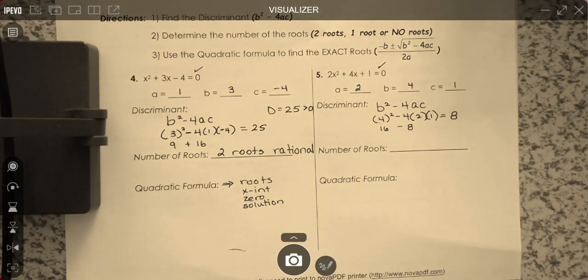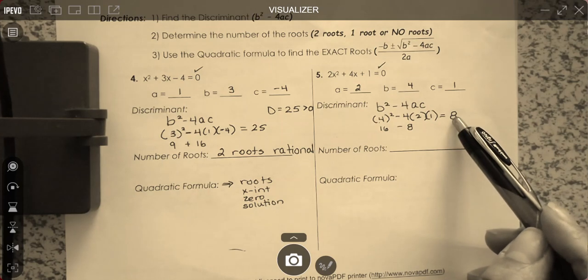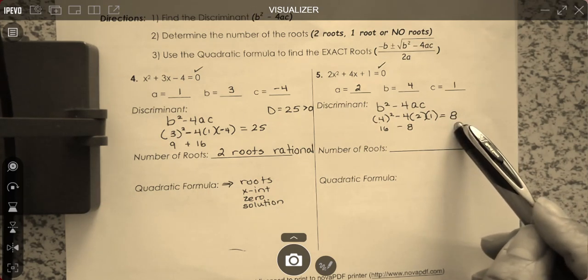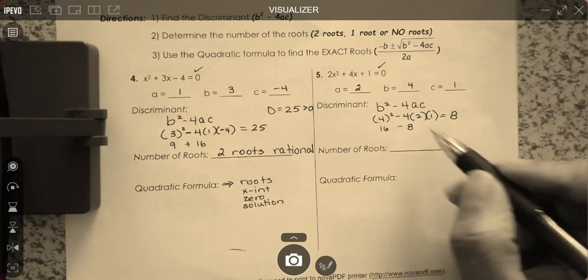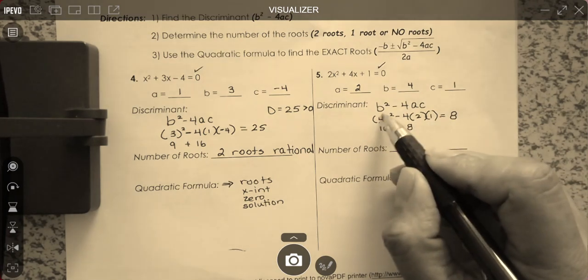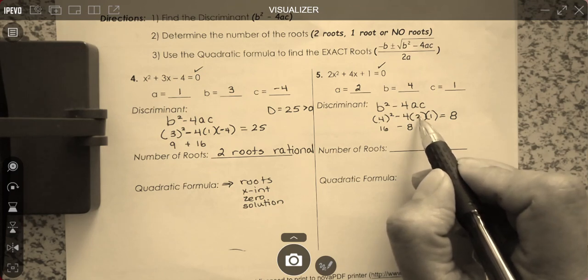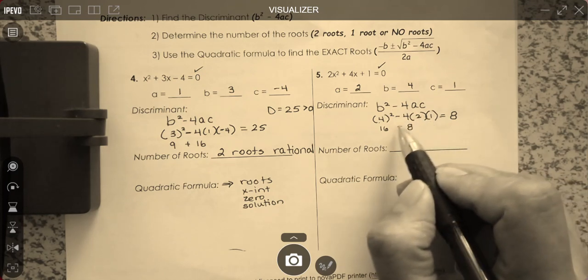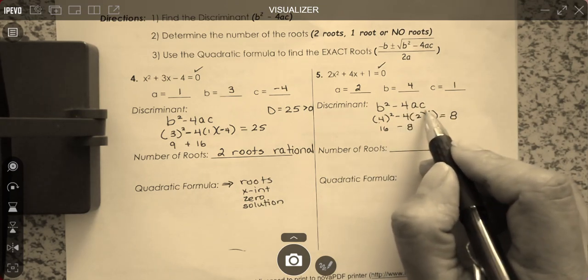You can also double check the calculation on the calculator, but I find that watching my teachers do the calculations like this by hand really made me a better math calculator because I got to see some of the tricks and tips that you would take, okay? I did 4 squared, which is 16, and then I did 4 times 2, and then that's 8, and 8 times 1 is 8, so that's why it's minus 8. Yeah, all of this is just being multiplied together.